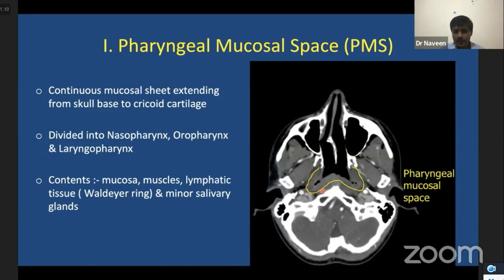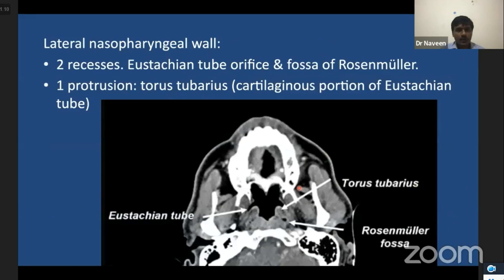This yellow line depicts the outer border of the pharyngeal mucosal space. Laterally, there is the parapharyngeal space. This is the parapharyngeal space. And on the lateral nasopharyngeal wall, we can see two recesses and one protrusion. The protrusion is the torus tubarius. This is the torus tubarius. This is the cartilaginous projection of the eustachian tube. Lateral to it, we can see the eustachian tube. And posterior or superior to the torus tubarius, we can see a recess called the fossa of Rosenmuller.